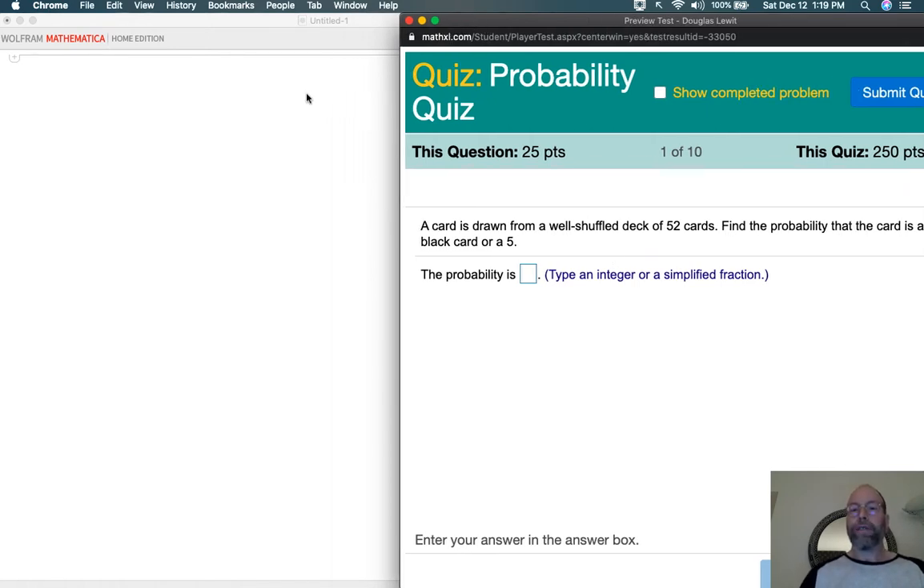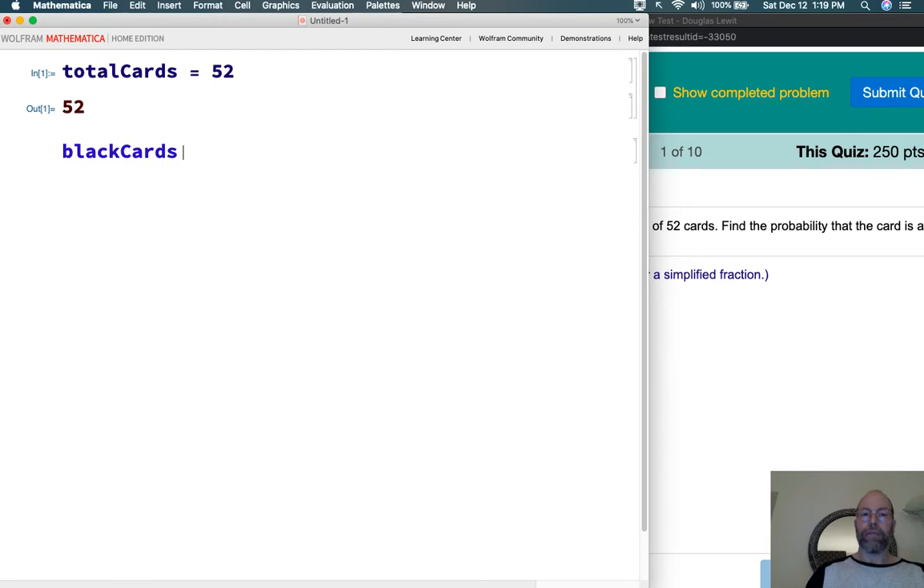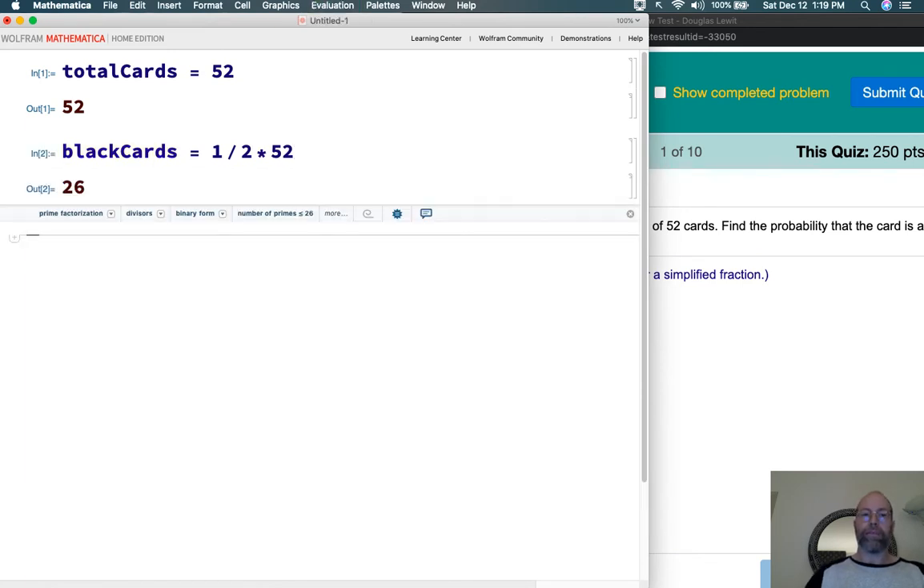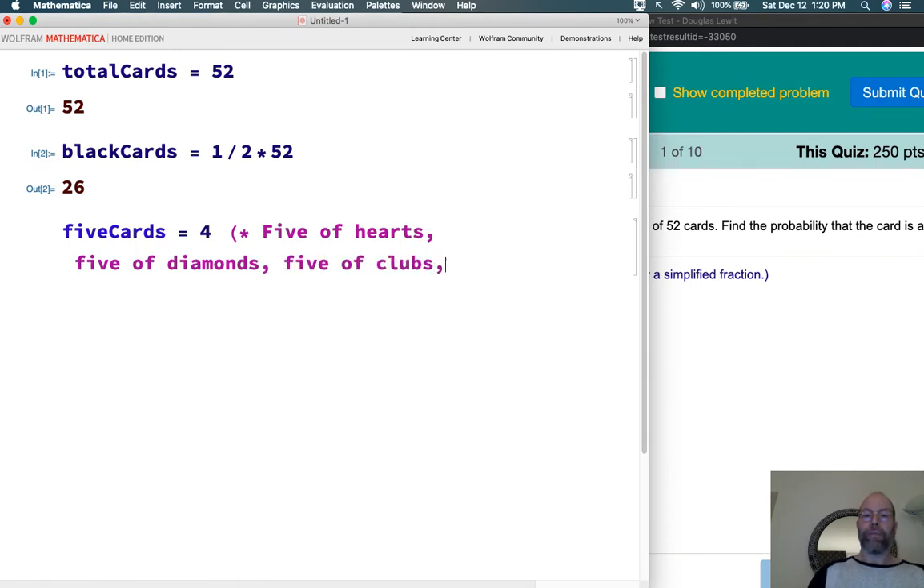So you have to think about this carefully. I know that the total cards is equal to 52. And the black cards, that's equal to half times 52, which is 26. So how many fives do we have? 5 cards. We have 4. Now, why is that? Well, because we have the 5 of hearts, 5 of diamonds, 5 of clubs, and 5 of spades.